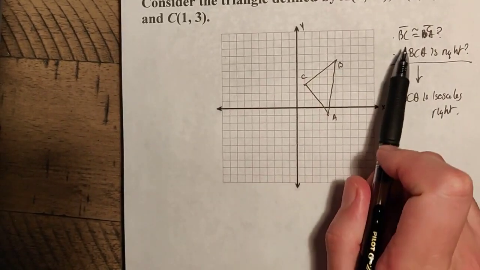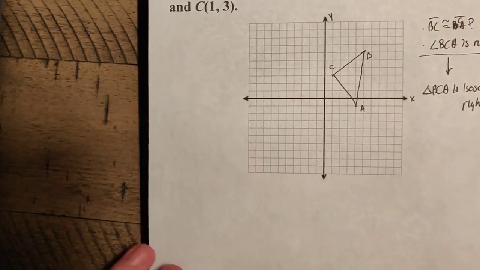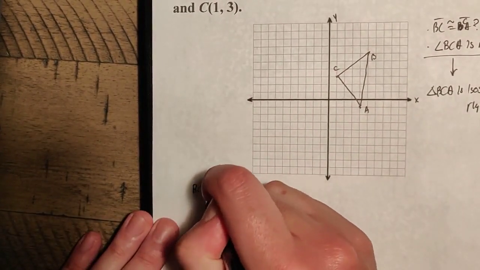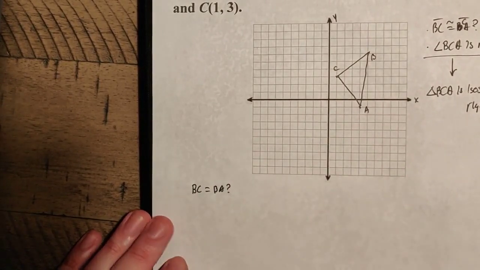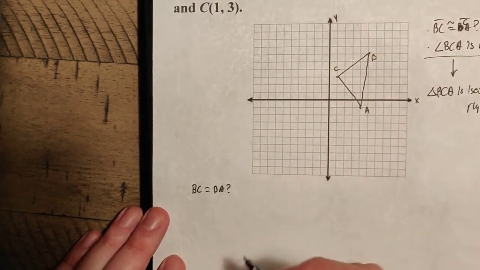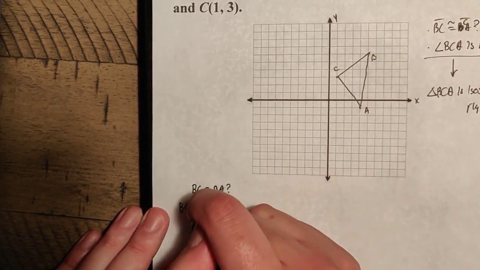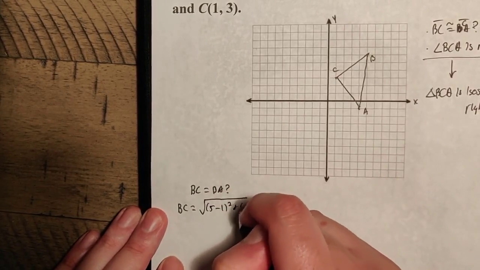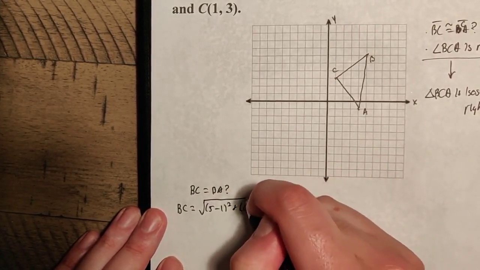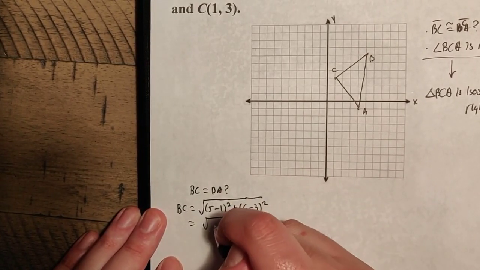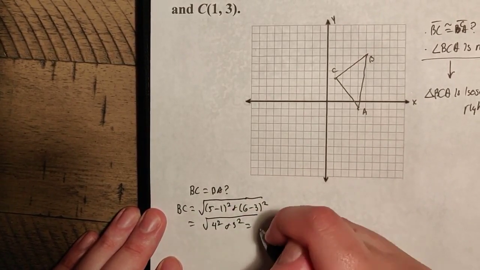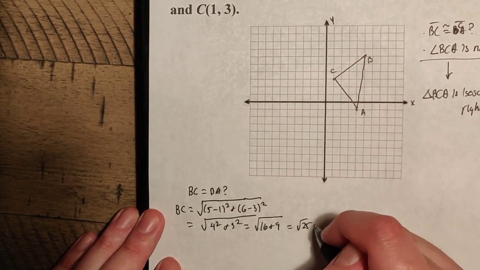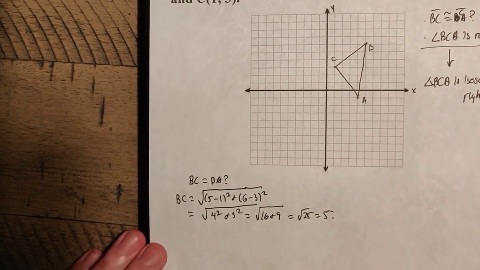All right, so let's start off with the fact that BC and CA are the same. I think we can very easily show that using the distance formula. So BC, in this case, we just use our numbers. It's going to be the square root of 5 minus 1 all squared plus 6 minus 3 all squared. That's the square root of 4 squared plus 3 squared, which is very nice. That's 16 plus 9, the square root of 25, or 5 here. So that's BC.